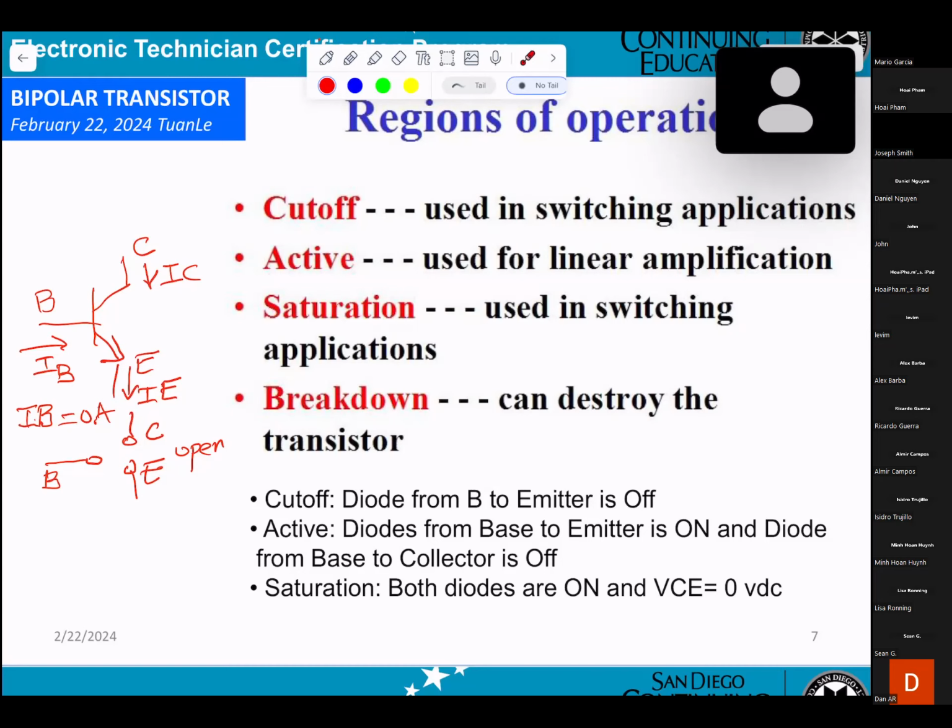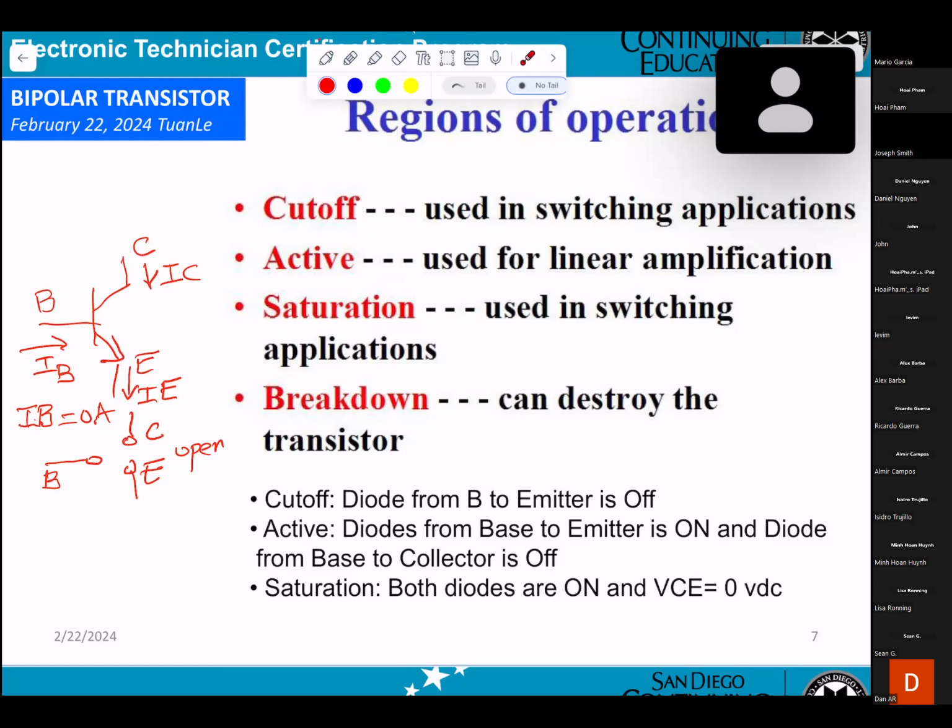But we will be working on active. That means how can we use the transistor to make the amplifier. That means that we want to amplify your voice.